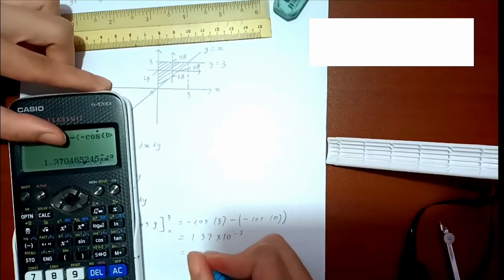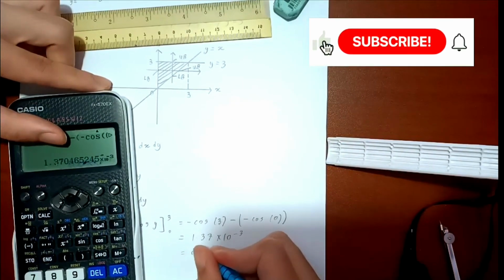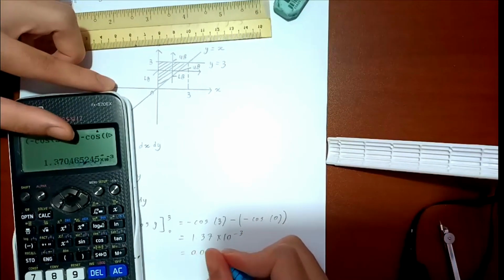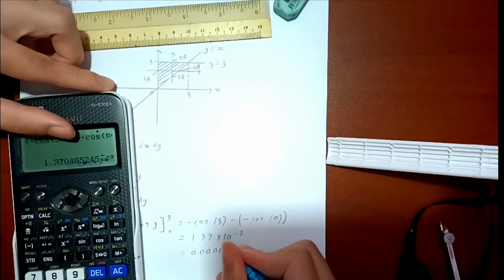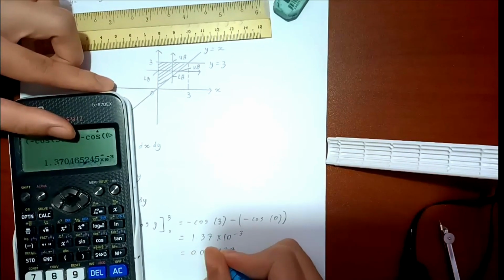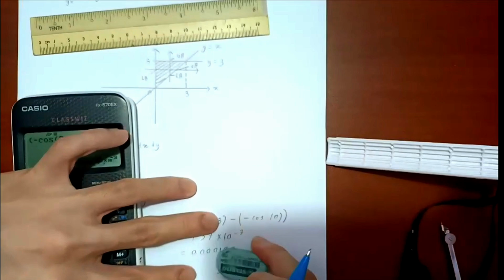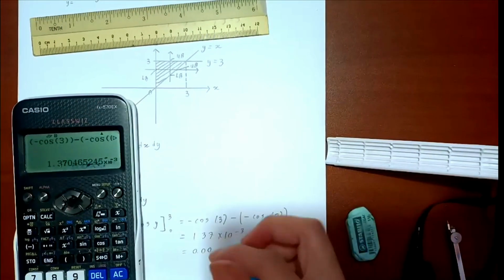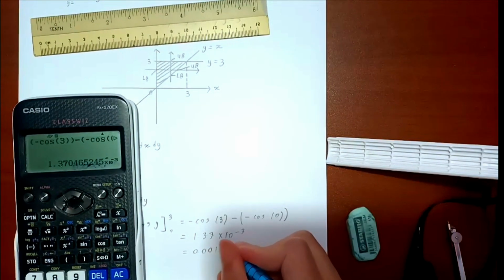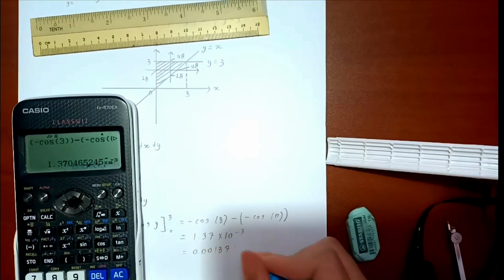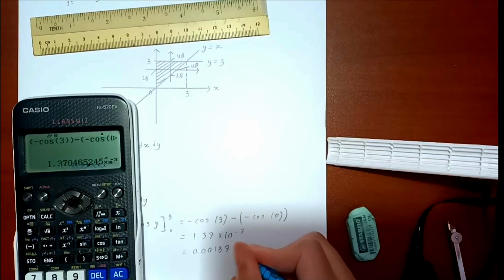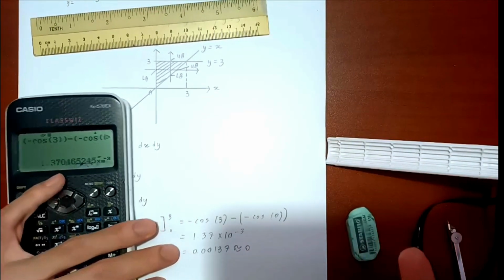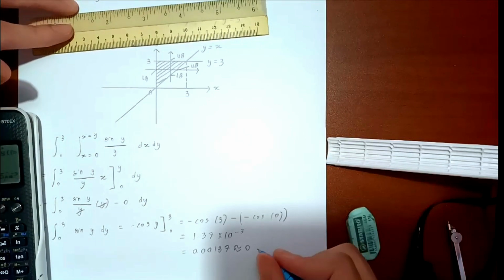And when you write down this answer in terms of decimal places, 1, 2, 3, so this is almost equivalent to 0 since the value is just too small. So that's the solution for this question.